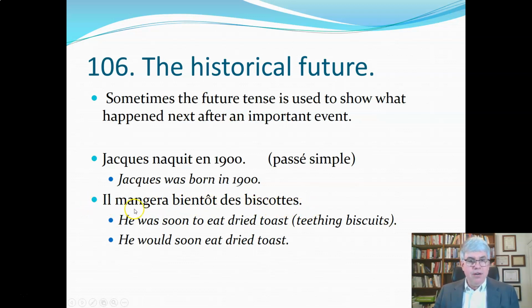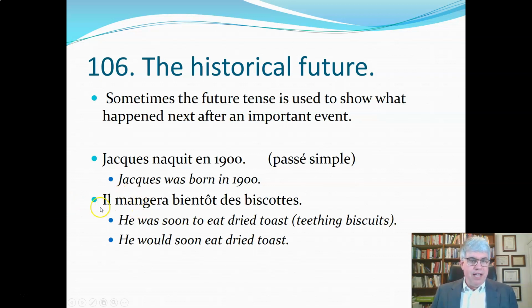So here it says he will eat. That's the future tense of manger. Bientôt is soon, des biscuits. Now, biscuit is kind of like our word biscotti. It means twice cooked. We often think of biscotti as quite sophisticated, but biscuit in French is not sophisticated. It's dried toast or teething biscuits. It's not a fun thing to eat. It's just something that you eat when you're sick or you give to your kid when they're first eating or having teething pains.